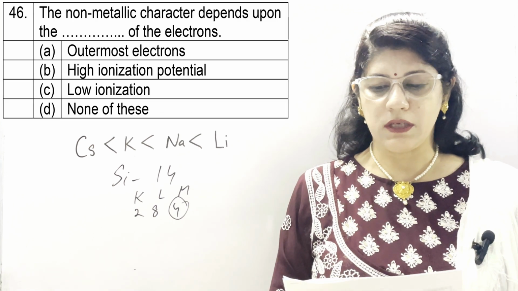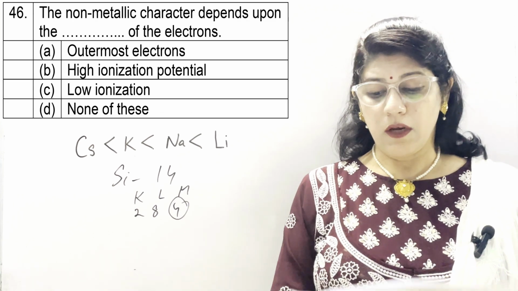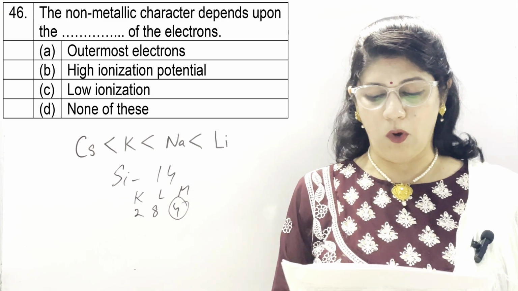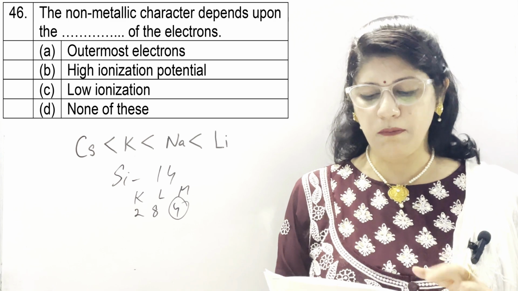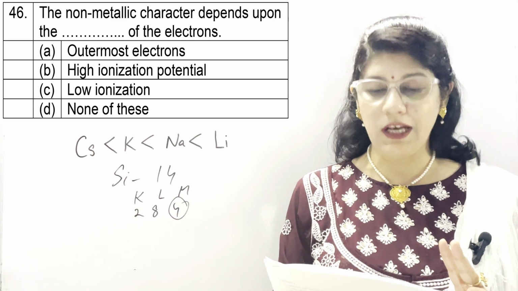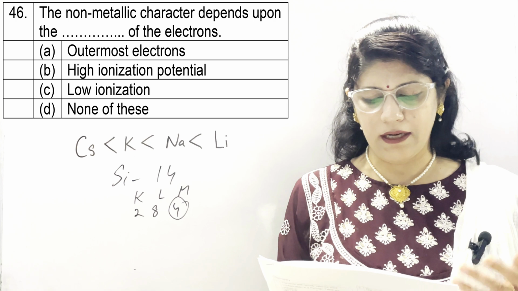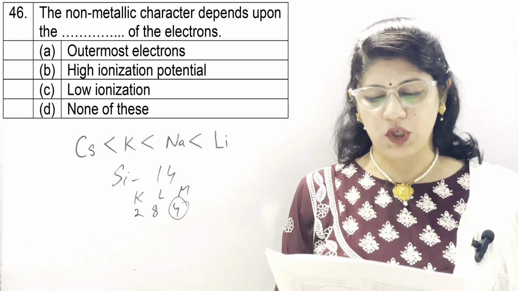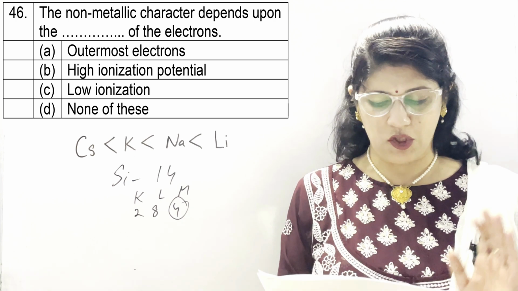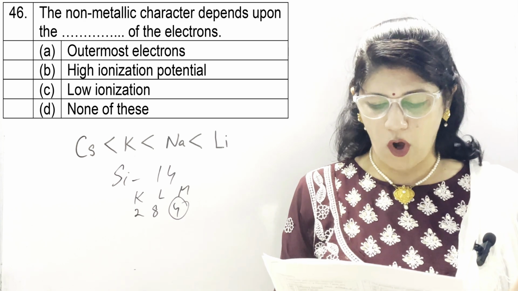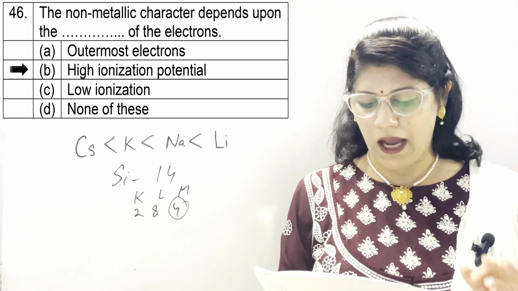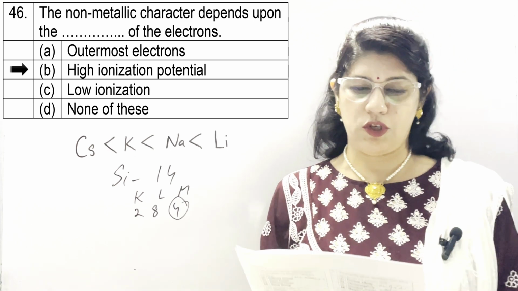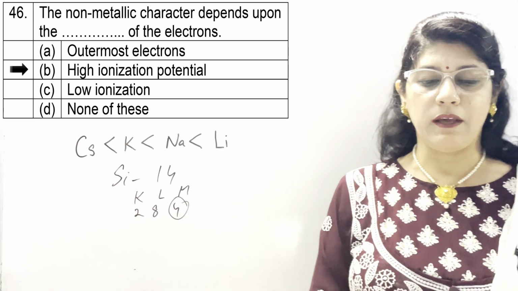In question number 46, the non-metallic character depends upon the dash of the electrons. A is outermost electron, B is high ionization potential, C is low ionization and D is none of these. So correct option is high ionization potential, because we know that non-metals are the substances which accept electrons and have high ionization potential. So correct option is B.